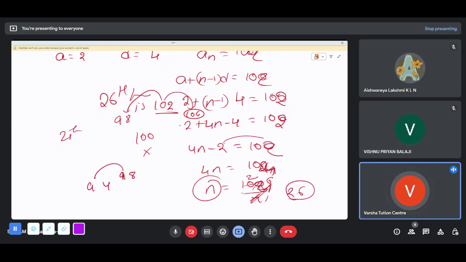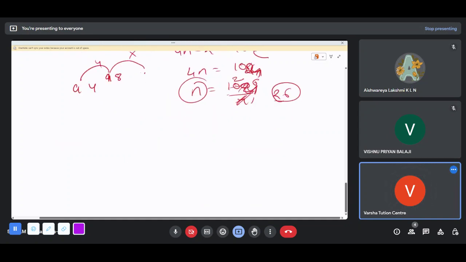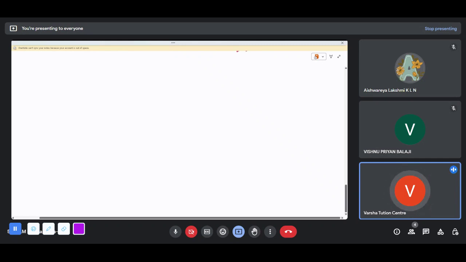How did he say it? Common difference 4. If you subtract that 4, the previous term comes. Add another 4, the next term comes. Understood that now? Any confusion? So this is about the nth term. Okay, can you repeat one more time?